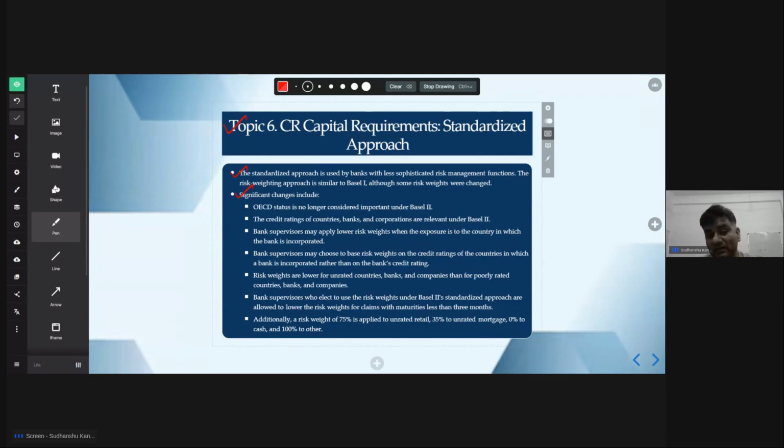Then unrated versus poorly rated, a subtle but important point. Unrated does not mean high risk. A poorly rated exposure can attract a higher risk weight than an unrated one. This prevents penalizing entities simply because they lack a rating, right?